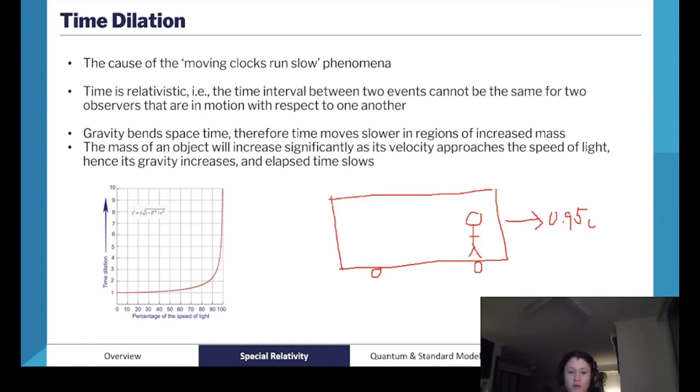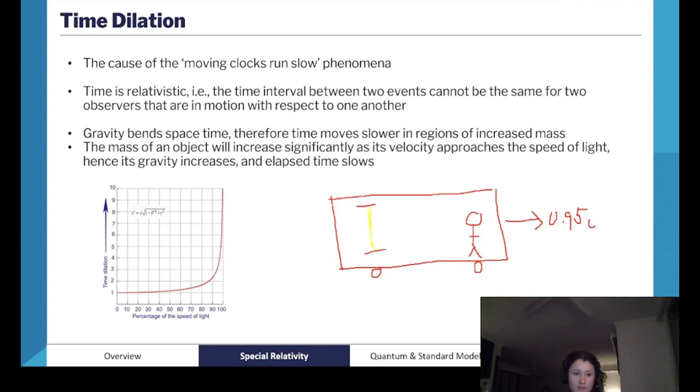So this person on the train is observing light bounce between these mirrors. Actually, let me change this a little bit. Say we have two mirrors and we have light bouncing back and forth between these two mirrors, right? Might even draw that as yellow. So this person is on a train and he is seeing the light bounce back and forth between these two mirrors.